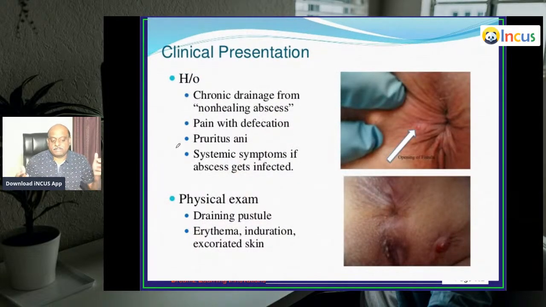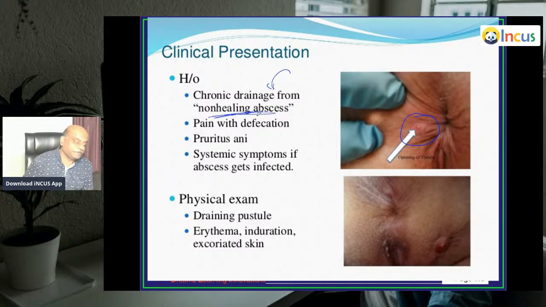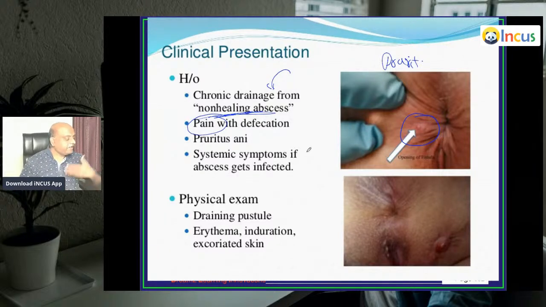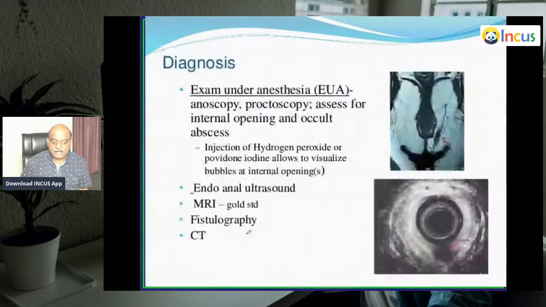So how will they clinically present? A chronic, so you can see the opening of the fistula. So chronic discharge from this non-healing abscess. Whenever they're going for defecation, it can present with pain with defecation or pruritus, anything can be. And there can be fever, etc., if there is development of the abscess. On examination, there will be a draining pustule, erythema, induration, excoriated skin, etc.